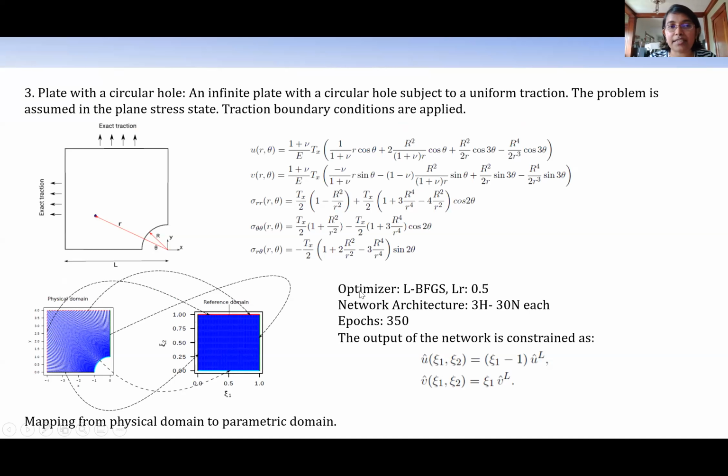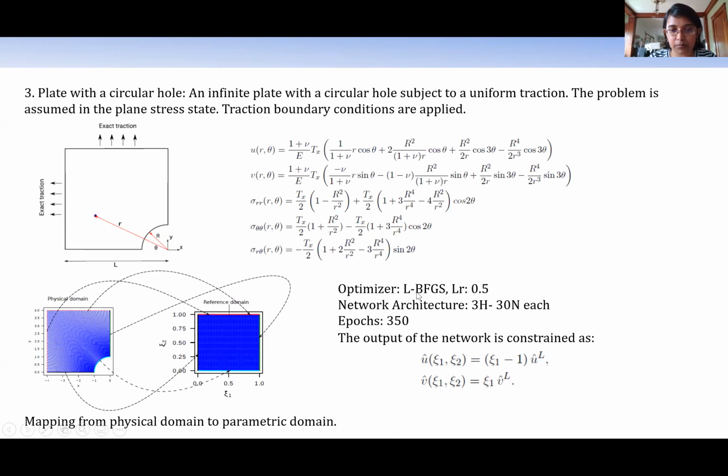The third problem is the plate with a circular hole, where an infinite plate is considered which has a circular hole and is subjected to uniform traction. Now, this problem is assumed for a plane stress plate. Traction boundary conditions are applied on the boundary.